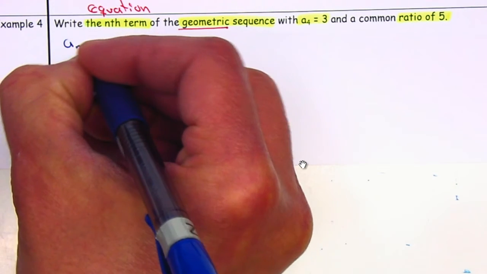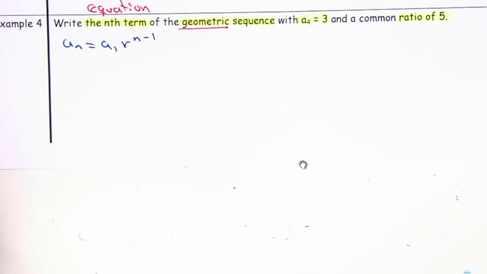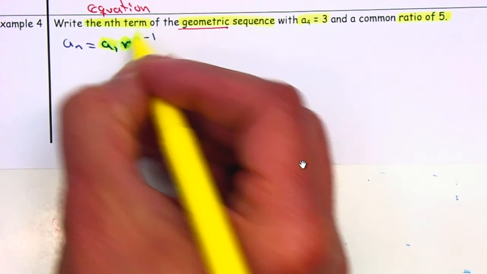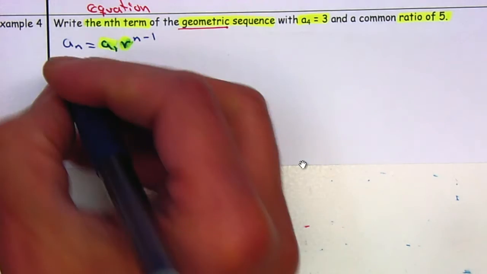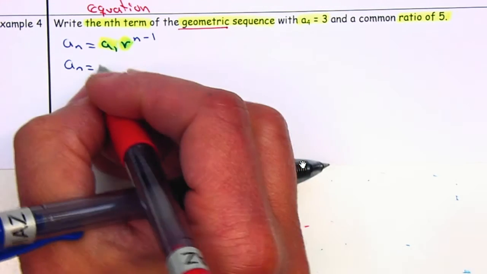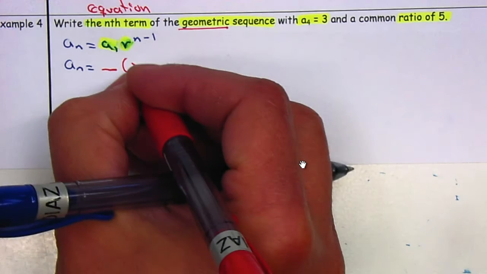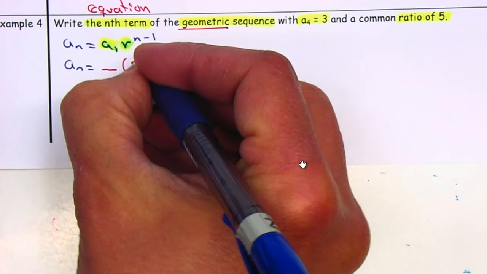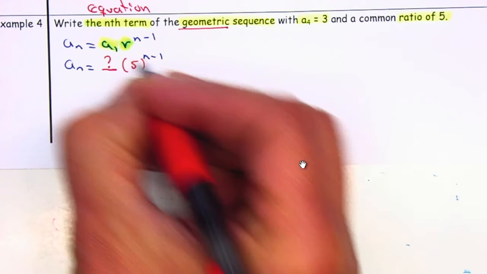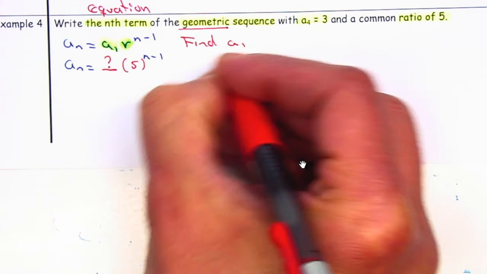A sub n is equal to a sub 1 r to the n minus 1. Now remember, I need to be able to plug in the first term and the ratio in the equation for the n term. A sub n is equal to a sub 1. We don't know what a sub 1 is. We're going to have to find it. But they do give us the ratio. The ratio is 5. We have no idea what the a sub 1 is. So I need to be able to find it. So we need to be able to find a sub 1.